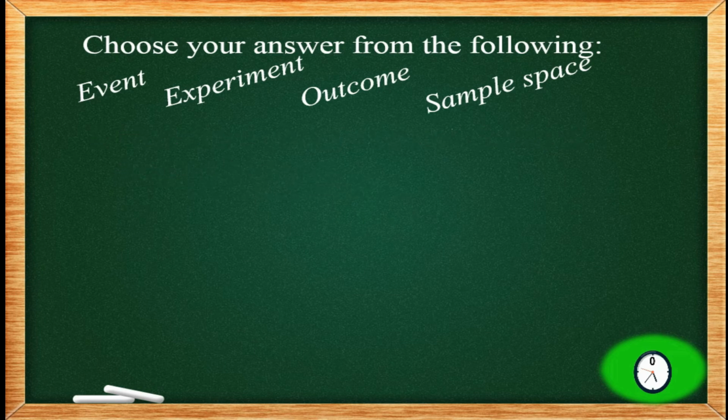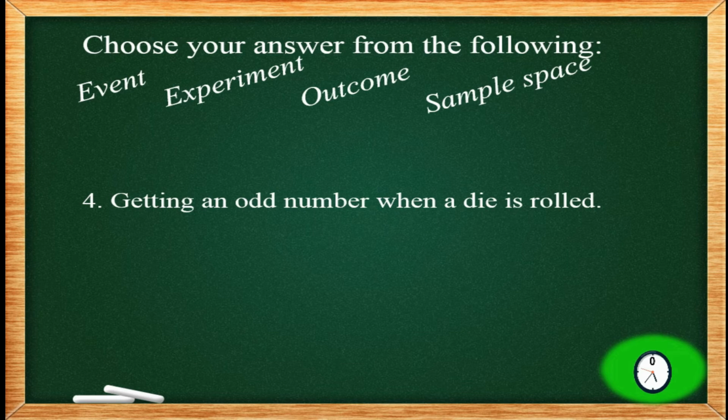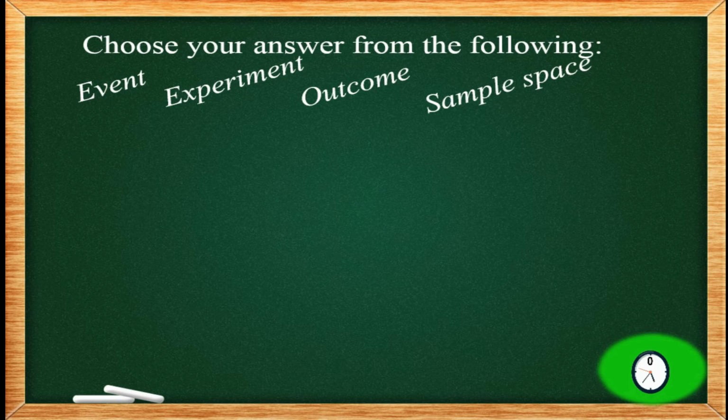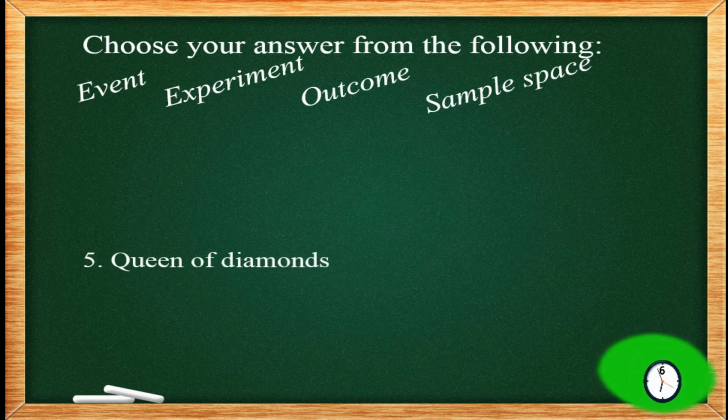Number 4. Getting an odd number when a die is rolled. The correct answer is event. Number 5. The Queen of Diamonds is... The correct answer is an outcome. Congratulations for doing your work well. You can continue answering the other items in the What I Have Learned portion.